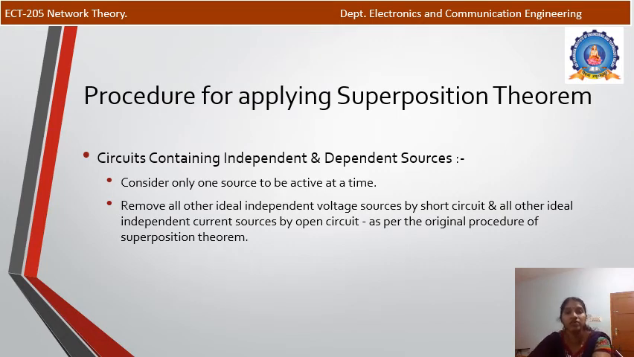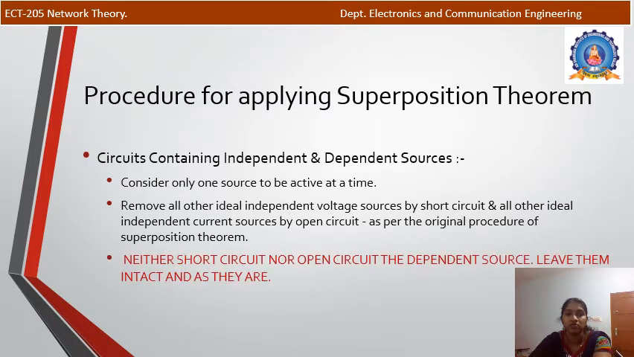So next we consider another example with a circuit that contains dependent sources also. If there are dependent sources, neither short circuit nor open circuit the dependent source, leave them intact and as they are. Right, that is the important thing. Leave them intact and as they are. So do not remove them, short them out, or open them out. Wherever there is a dependent source, keep it intact.